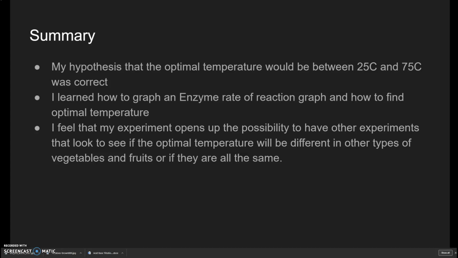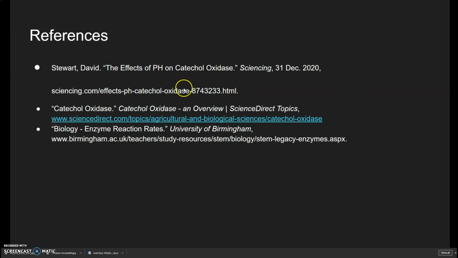Like, will the optimal temperature of a potato, which is 35 degrees Celsius, be the same as an apple, or a banana, or a strawberry? Maybe these different fruits or vegetables will have different optimal temperatures. The rate of reaction will be different. Something along those lines. But yeah, then we have my references.